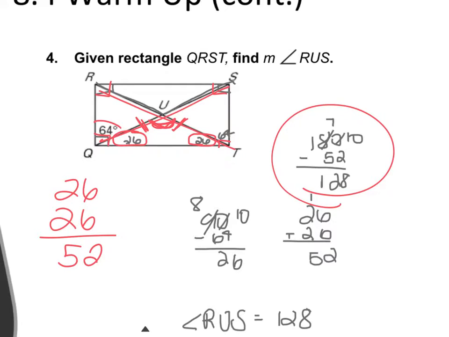Questions overall on the warm-up? So obviously the first step is knowing the properties, but then you've got to figure out how to apply them. All right, so if you'll open the notes, we're going to do that first, and then we'll go back to the homework.